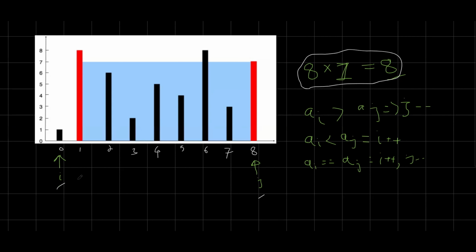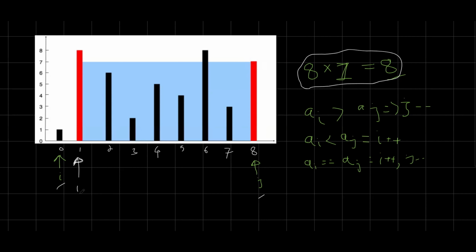So what is the optimal way to move i and j? Here we can see that i is pointing to the element whose height is 1 and j is pointing to the element whose height is 8. So here it is optimal to move the ith pointer, because if we move the jth pointer, it will not be optimal because i will still point to the smaller element. So here we will move the ith pointer.